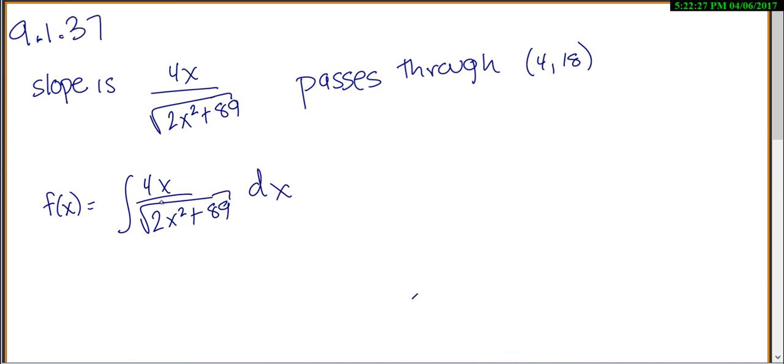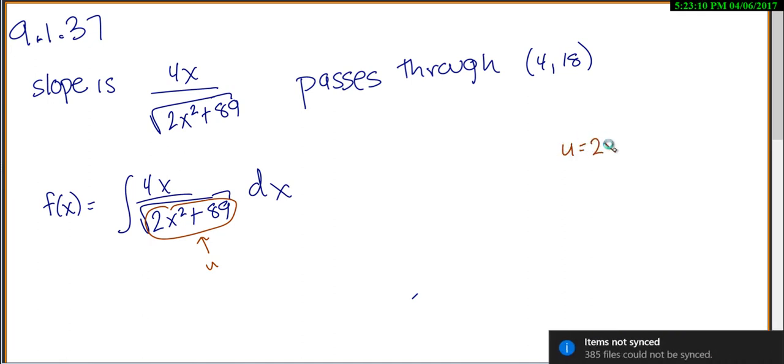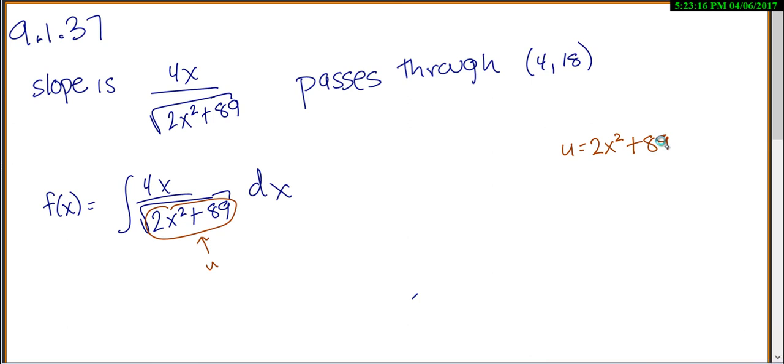So I'm going to try and use substitution first, because this is just calling out to me to use substitution, because I have some term inside my square root. So I'm going to think that this is probably u. Then I'm going to hope to find a du somewhere else in my function. So let's say that u equals 2x squared plus 89. Anytime you have a square root or natural log or something, whatever's inside of that is usually going to be your u.